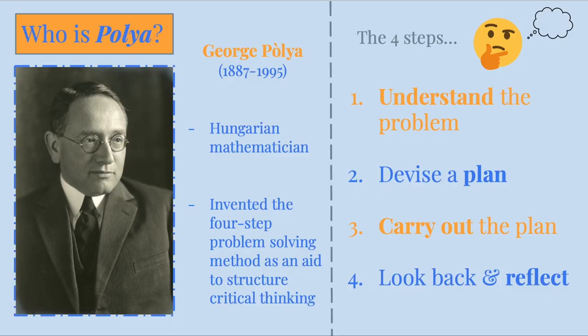So, who is Polya and what exactly does this four-step method entail? George Polya was a Hungarian mathematician best known for his contributions to mathematical education, particularly for his work on problem solving. The four steps of his method are as follows.